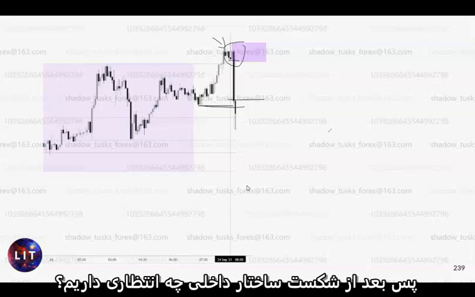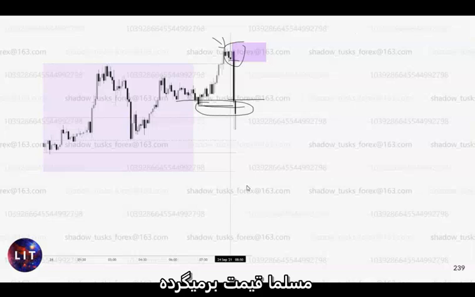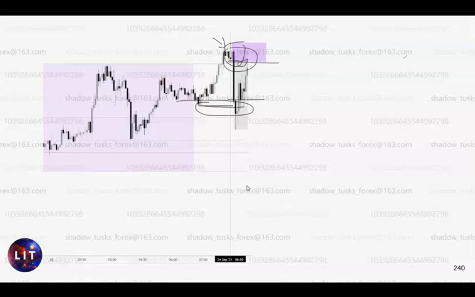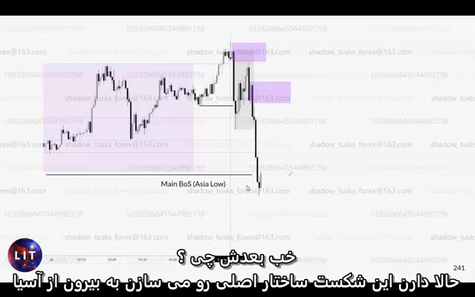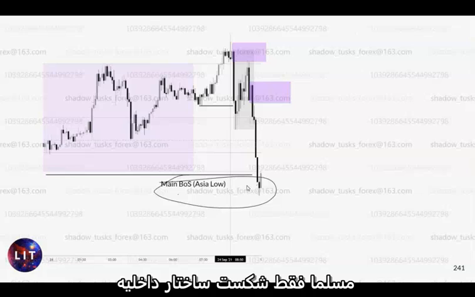Right, so what do we expect next after the internal break of structure? Of course, price comes back and mitigates the zone. Awesome. Is that surprising? I don't know. So what's going on after? Making now this main break of structure out of Asia. Obviously only an internal break of structure now.